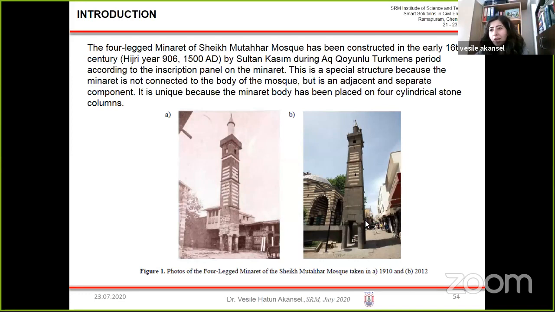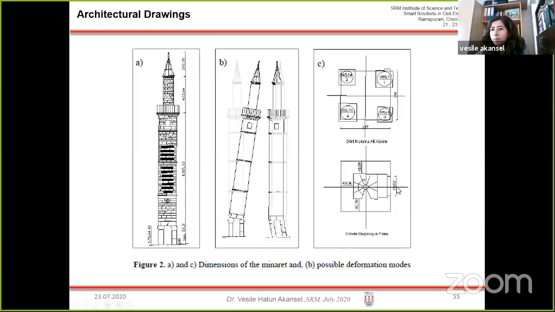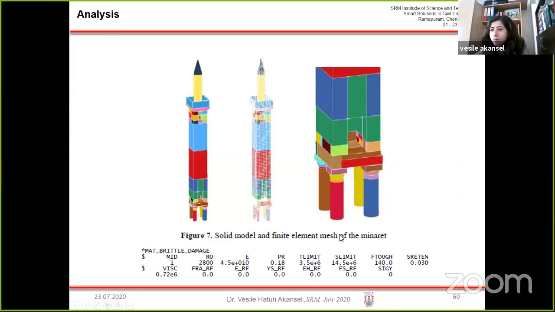We made a nonlinear model and assigned a nonlinear material model for the stone of the walls. We also defined the contact definitions for each block. Then we succeeded in obtaining the failure mechanisms. When you look at this one here, you can see the collapse.